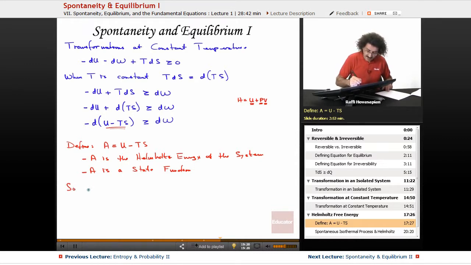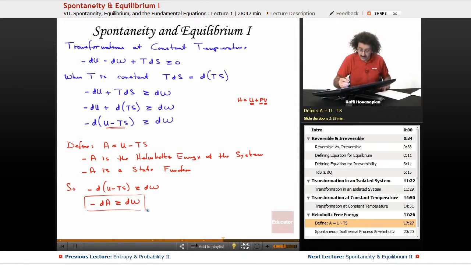So we have minus d of this U minus Ts greater than or equal to dw. Let's go ahead and we said that A is equal to the U minus Ts, so we can write minus d of A greater than or equal to dw. There you go. Or, upon integration, if I integrate this, I end up with minus delta A is greater than or equal to W. Again, it's not delta W, it's W. Under conditions of constant temperature, the work in a given process, for a spontaneous isothermal process, the work done during that process is going to be less than or equal to the decrease in the Helmholtz energy. That's what this is saying.